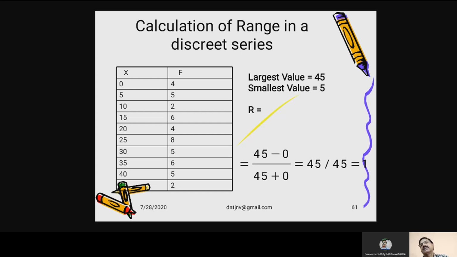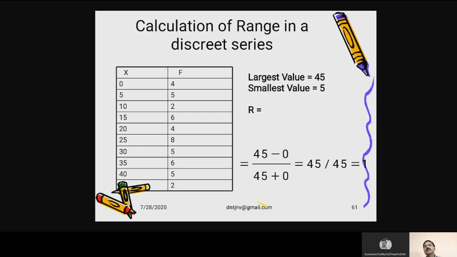Calculation of range in a discrete series. If the series is given in the form of X and F, it will be known as a discrete series. Here you can find from the value of X, 5 is the smallest value and 45 is the largest value. So apply the formula L minus S, that is 45 minus 5, that is 40 is the range, and then comes largest minus smallest upon largest plus smallest. So 0.8 is the coefficient of range here.